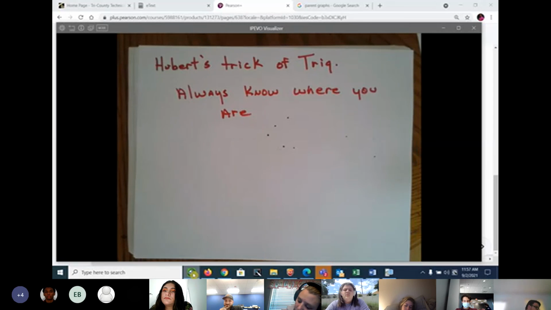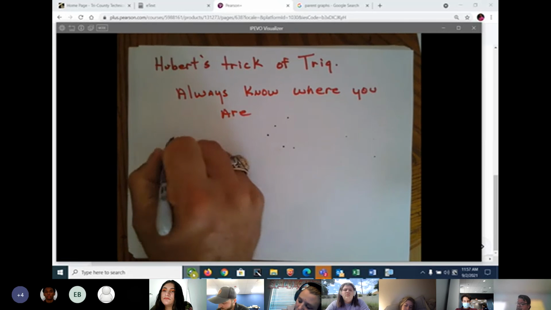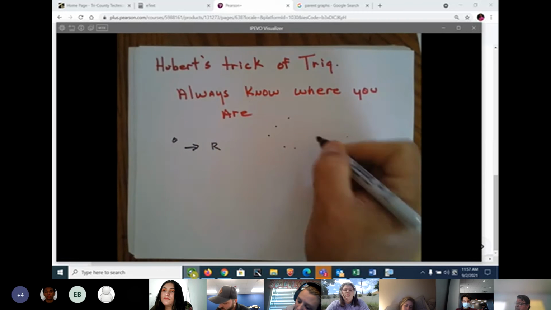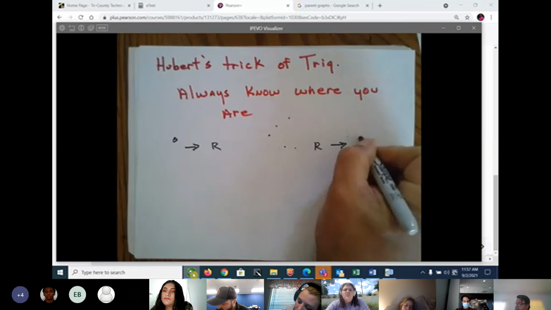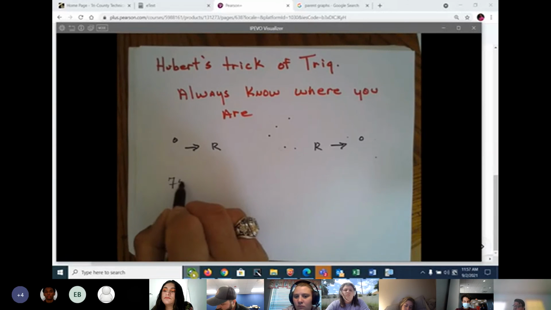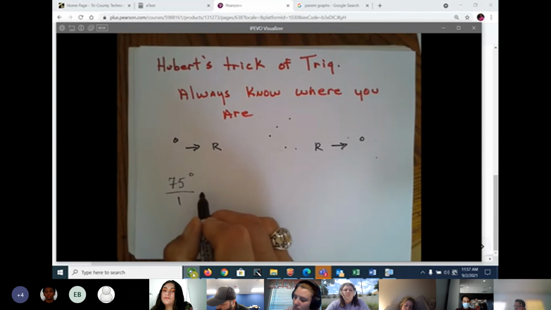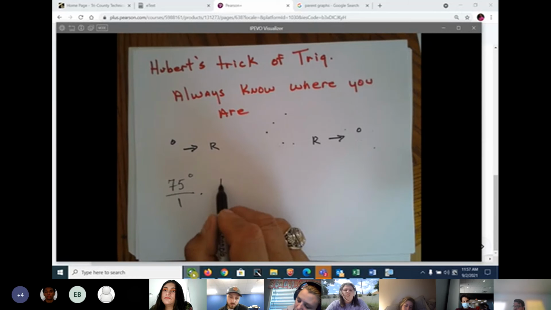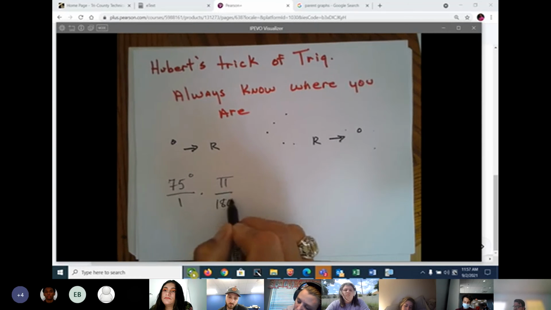So what does that mean? That means you got to be able to change from degrees to radians and from radians to degrees. If you're given 75 degrees, put it over 1. You got to have degrees cancel. So that's pi over 180.